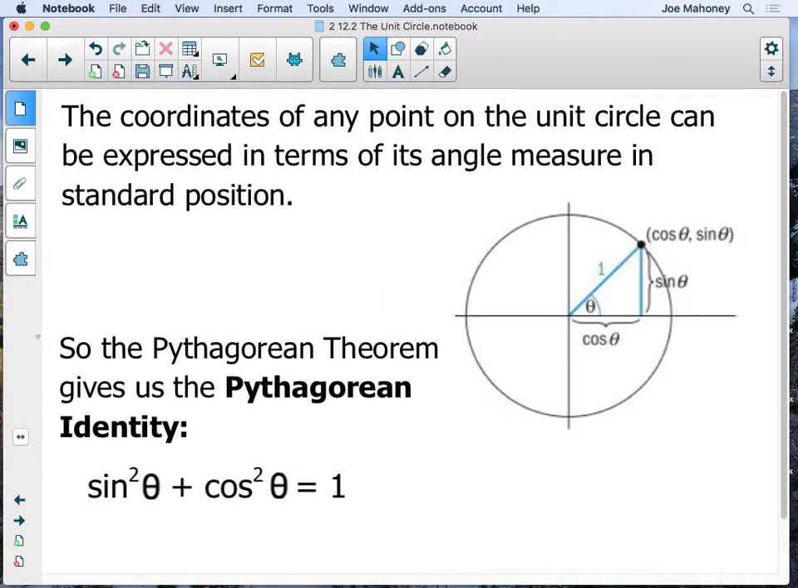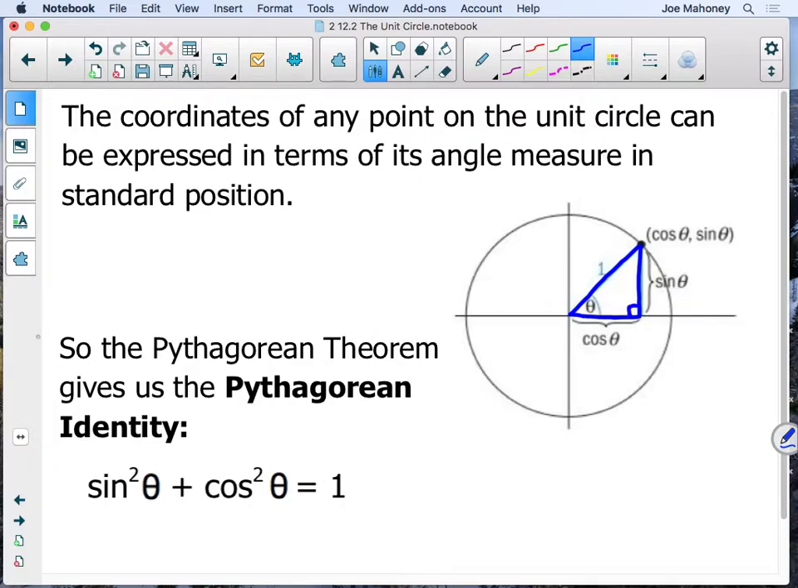Now, what we're going to do is start using cosine and sine in this. So the coordinates of any point on the unit circle can be expressed in terms of its angle measure in standard position. So let's take a look at this diagram here to the right. What I want you to notice is in this green, I will draw a blue triangle because it's blue. In this blue triangle here, notice that we've made a right angle. The angle theta is the angle formed from the positive x-axis in a rotation. And because it's a unit circle, the radius is 1.